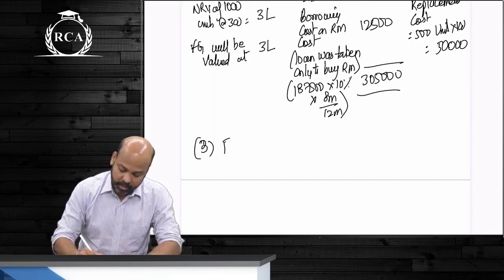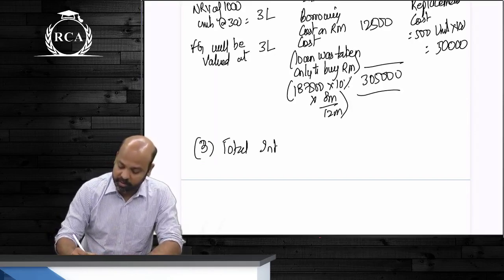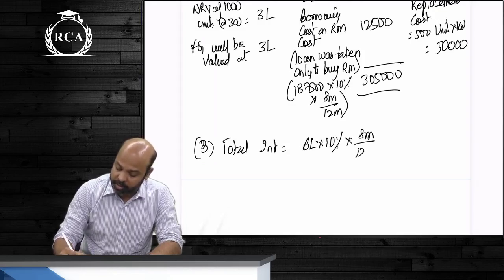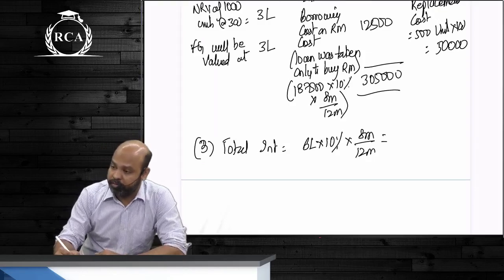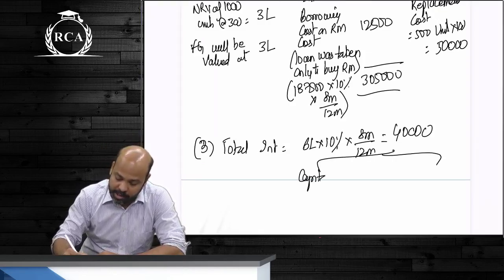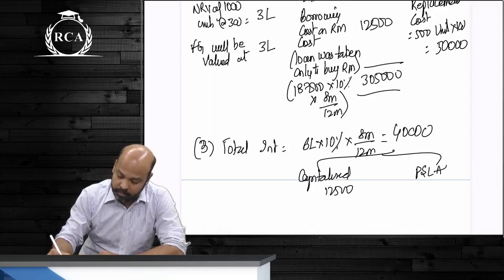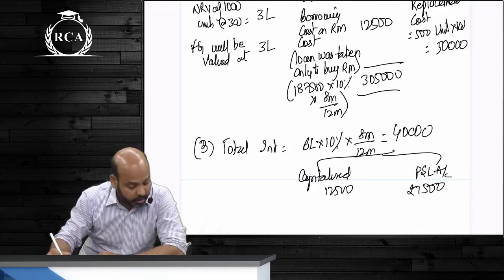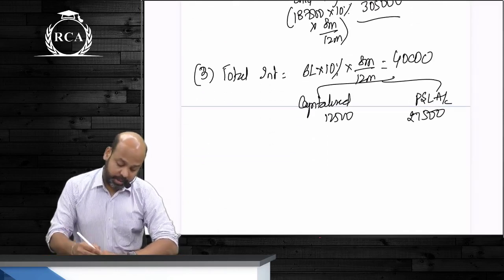Third bit के लिए बेटा total interest is 6 lakhs into 10% into 8 months by 12 months. 40,000. How much did we capitalize? बाकी का how much will go to P&L account? 27,500.